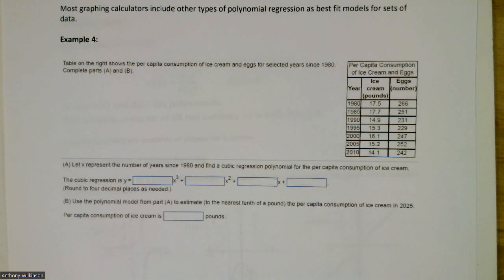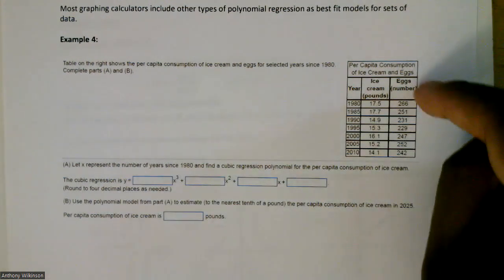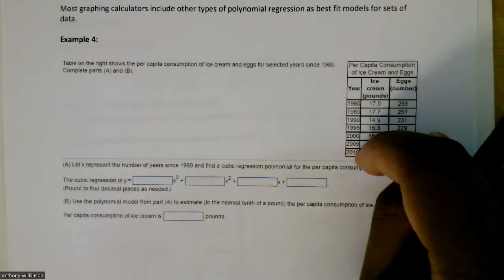In part A, we're going to let x represent the number of years since 1980 and find the cubic regression polynomial for the per capita consumption of ice cream. So we're not going to worry about the eggs right here. We're just going to be dealing with ice cream here.